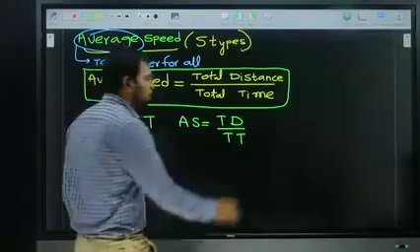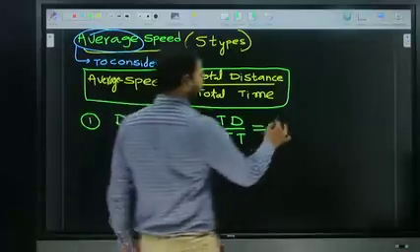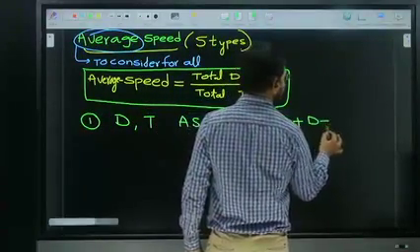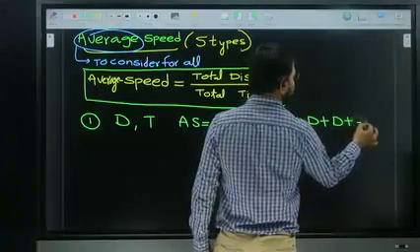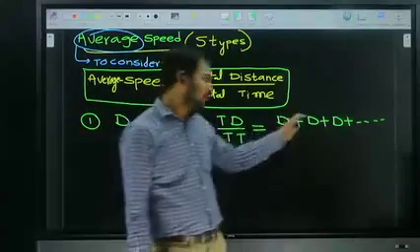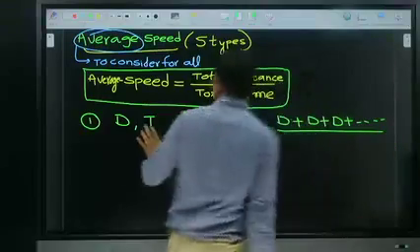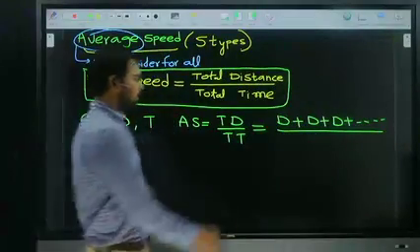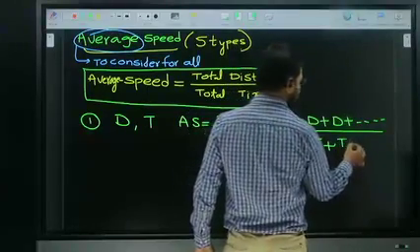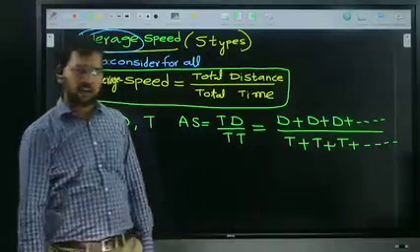Here they have given distances. Just add all the distances: distance plus distance plus distance and so on. If you add all the distances, that is the total distance. They provide timings also. Add all the timings: time plus time plus time and so on. All of you clear?